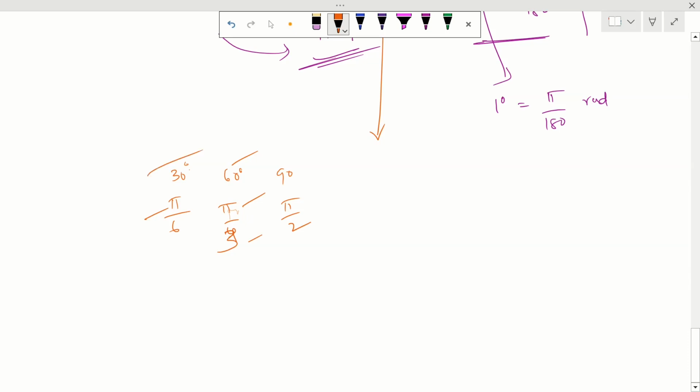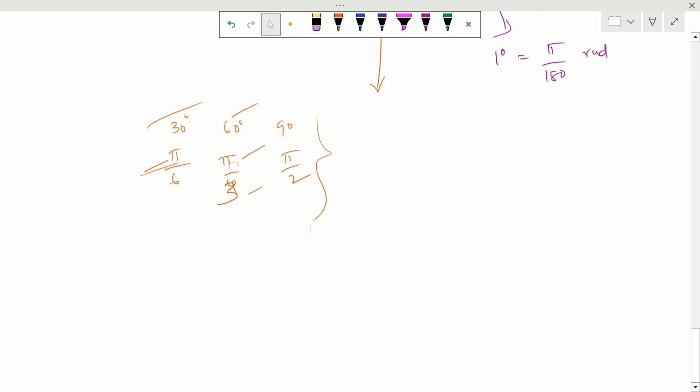Okay, so these are the degrees, these are the radians. The meaning is the same. 30 degrees is pi by 6 radian, 60 degrees is pi by 3 radian, and what is 90 degrees? 90 degrees is pi by 2 radian.